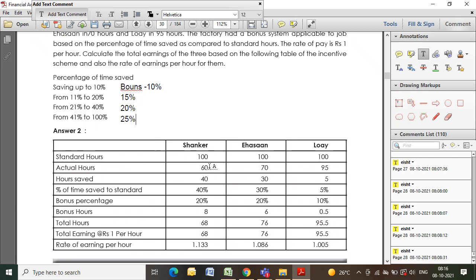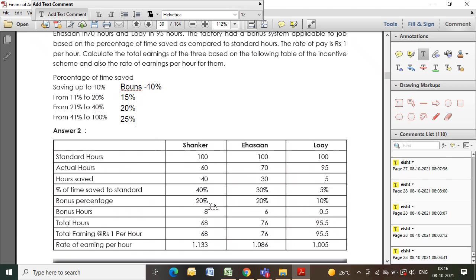So 100 minus 60 is 40, 100 minus 70 is 30, 100 minus 95 is 5. So 5 hours saved. Okay. Now going by the percentage, up to 10% is 10%. So we can use a bonus percentage of 10% here. Here this was 30%, so it is 20%. And since here it is 40%, again 20%, so we get the bonus percentage.